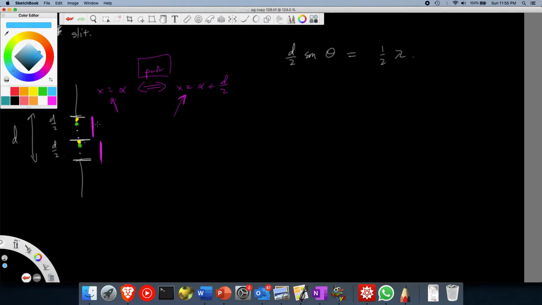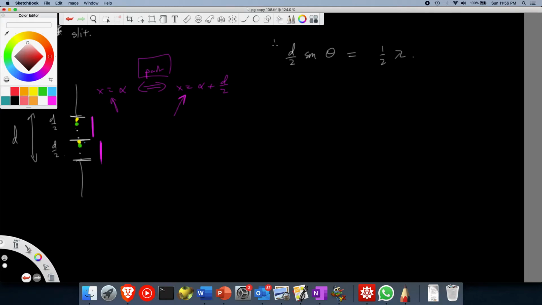And that means that the entire top half of this slit is paired with the entire bottom half of this slit. And we then say, what if each of these pairs destructively interferes with each other? Then you can see that if each of these pairs destructively interferes with each other, then the entire slit will destructively interfere with itself, right?